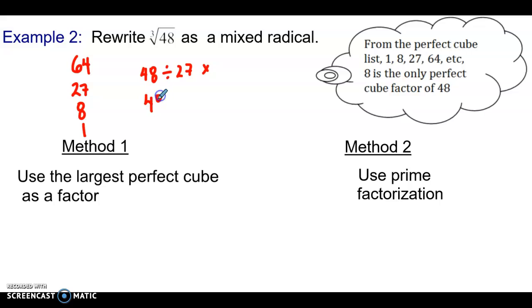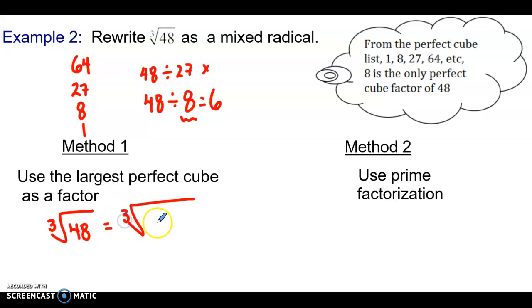If we try 8, the other factor is 6. So this will give us the largest perfect cube that is a factor of 48. So we rewrite the cube root of 48 as a product. We can break that apart to say 8 times 6. We can rewrite this as the cube root of 8 multiplied by the cube root of 6.